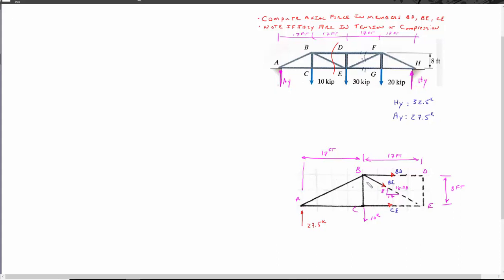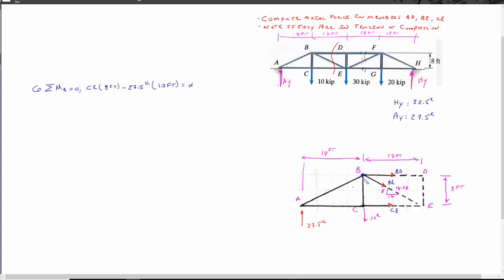So I summed my moment about point B. So about this point right here. Counterclockwise is positive. So I'm going to get that CE, which I'm looking for, times its distance, which was 8 feet, minus, now this 27.5 kips is going around point B in a clockwise fashion, times this distance, which is going to be 17 feet, and that's all equal to 0.